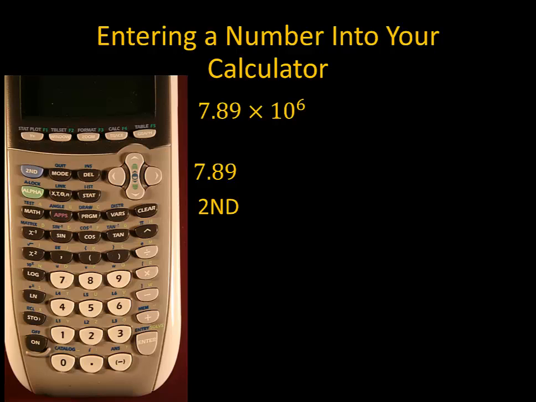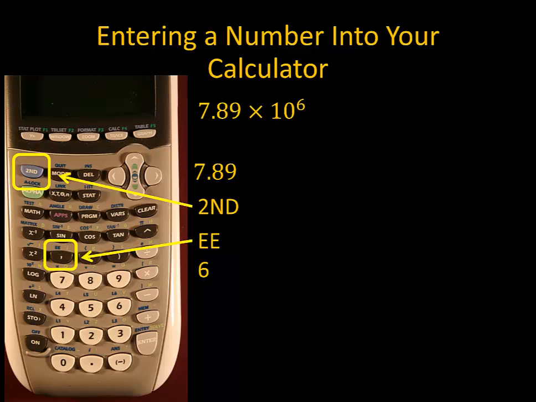7.89, second, EE. The last two keystrokes are the crucial keystrokes for using scientific notation on the calculator. They have told the calculator that the number will be in scientific notation, and now the next thing coming is the exponent on the 10. So now we enter the 6.